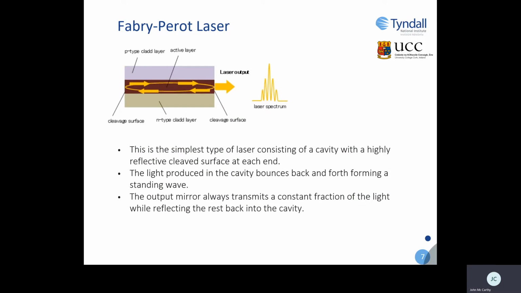So let's first consider a rather simple laser design, a Fabry-Perot. This consists of a cavity with two reflective surfaces at either end. The light produced in the cavity bounces back and forth, forming a standing wave. The output mirror will always transmit a constant fraction of the light while reflecting the rest back into the cavity.